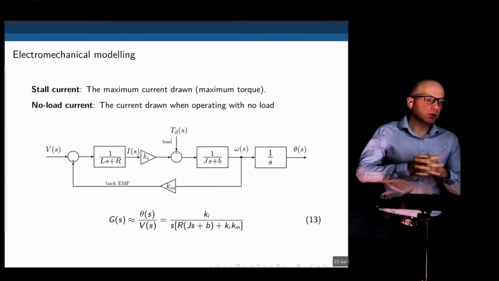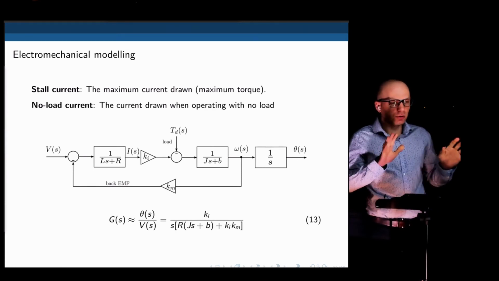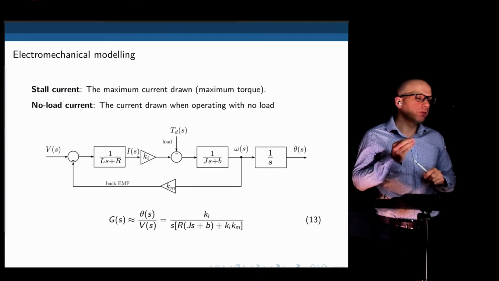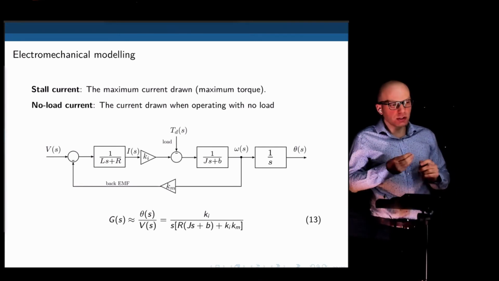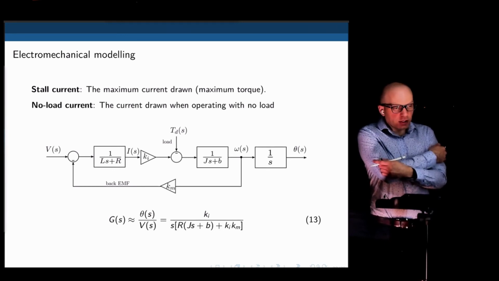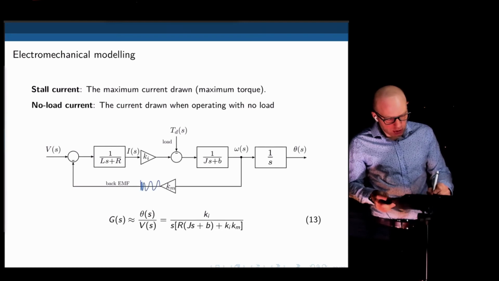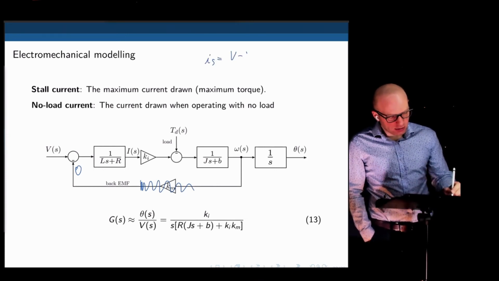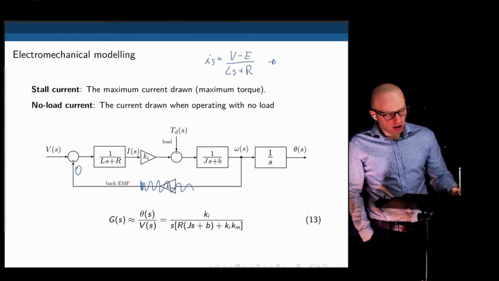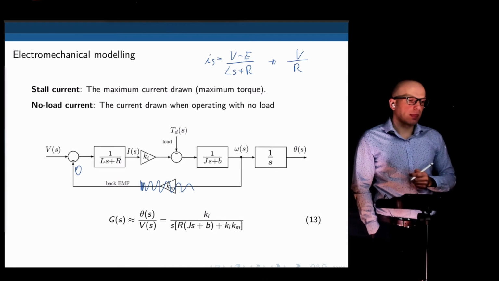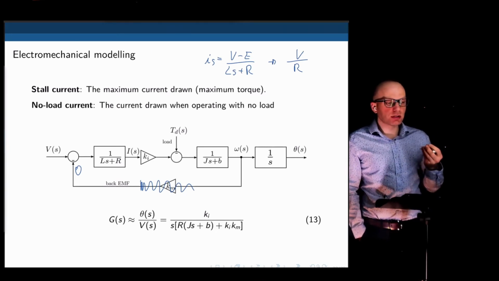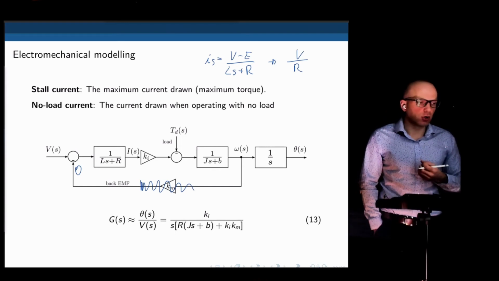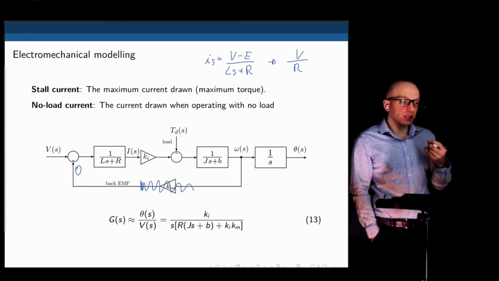Another last concept that I want to introduce today is the concept of nominal current and the stall current, or no load current and stall current. And stall current means the maximum current the motor creates at rest when there is no speed, it's not rotating. If there is no speed, then you see that this feedback loop here is basically sending 0 back. And the current that was initially V minus E divided by Ls plus R now simply becomes V over R in steady state. Typically, the resistance in a motor is very small, is in the order of a few ohms. So if you apply 100 volts to a motor and have a resistance of 1 ohm, that's 120 amps going in when the motor does not rotate.